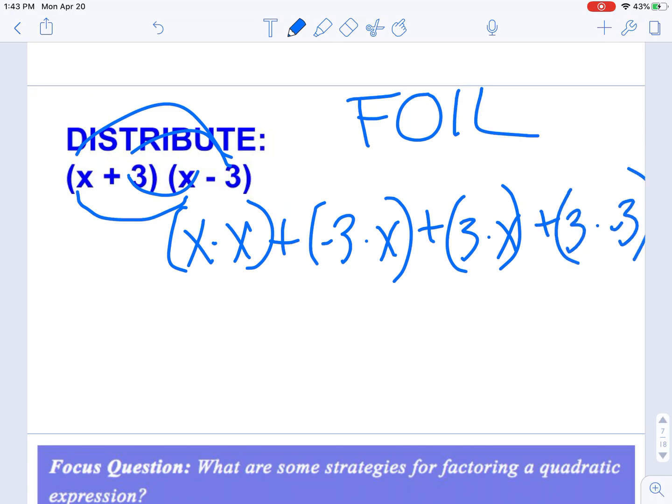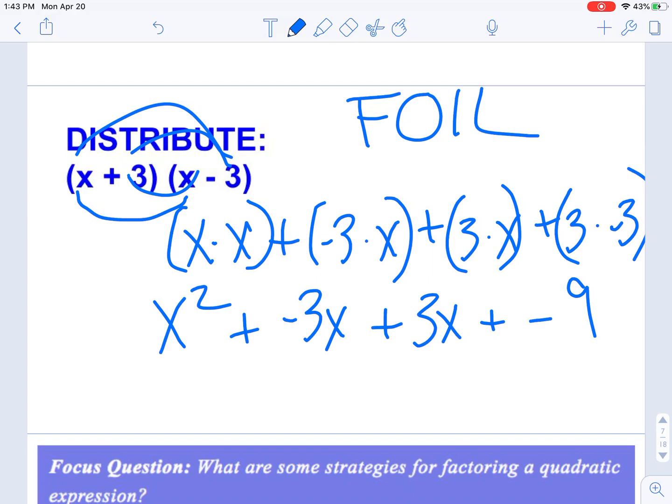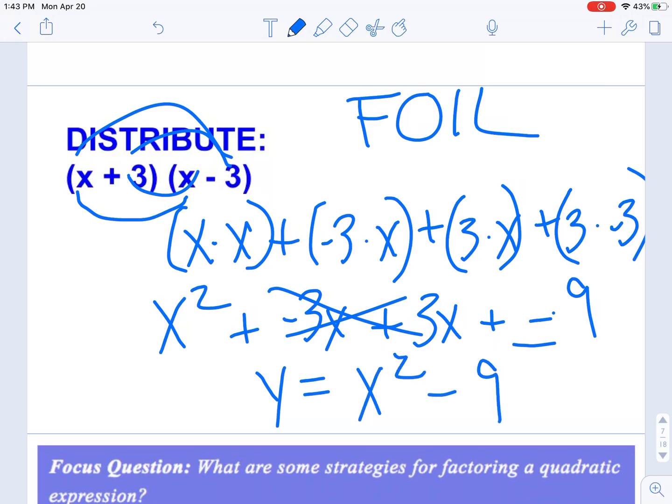Okay, so let's simplify this, and let's say it's x squared plus -3x plus 3x plus -9. I'm going to get rid of these double negative positive weirdness things here. Notice that -3x and 3x cancel out, and so this equation distributed would be y equals x squared minus 9. Okay, so that's a great way to check your work if you're having problems.